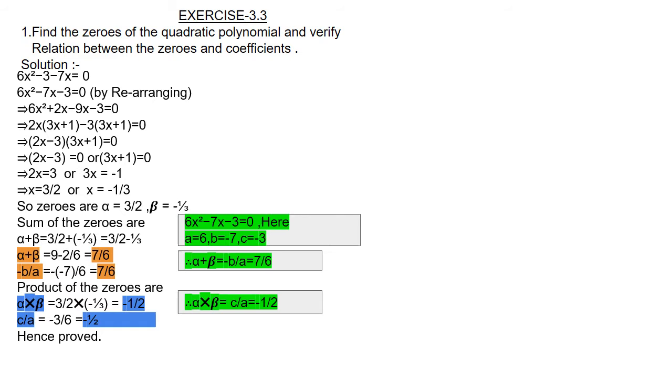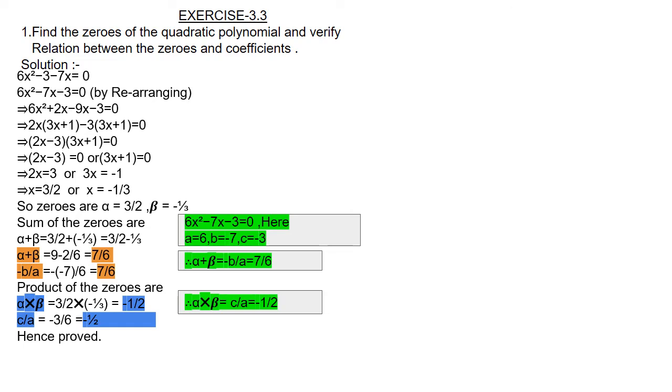Observe, students, in the first bracket 3x plus 1, in the second bracket also we will get 3x plus 1, the same term. So what are the two terms? 2x into 3x plus 1, and after that minus 3 into 3x plus 1 are the two terms. In both terms, 3x plus 1 is the common term here. If you take it as common, we will get 3x plus 1 into 2x minus 3 is equal to 0. So 2x minus 3 is equal to 0 or 3x plus 1 is equal to 0.